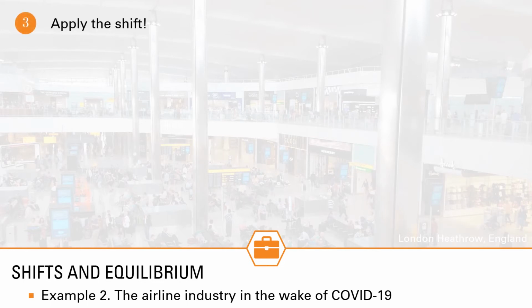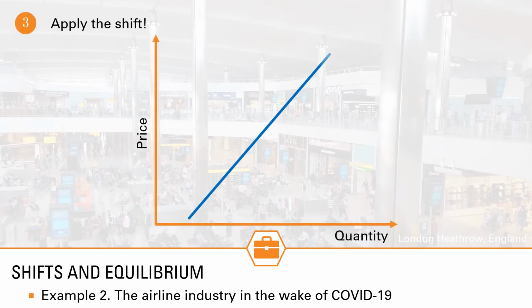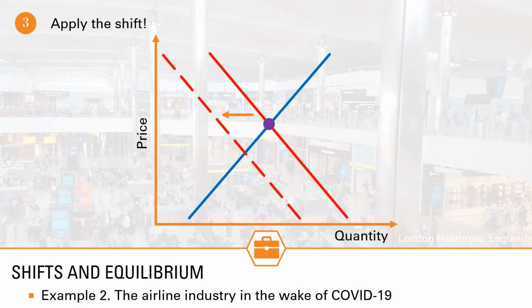Step 3. Let's apply the shift. So again, let's draw in our original curves. That's the original supply curve, original demand curve, original equilibrium. Okay? Simple as that, hopefully. Now, we apply the shift. And again, we said the demand curve, which is the red one, shifts to the left. So let's draw in the new demand curve. And now, that's our new demand curve. The supply curve didn't change, right? So our equilibrium point is the intersection of that, and that's our new equilibrium point. And again, we'll use color gray.